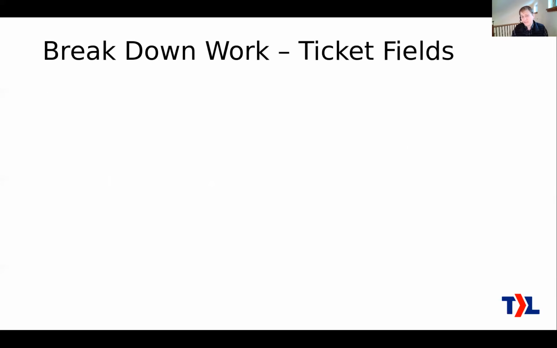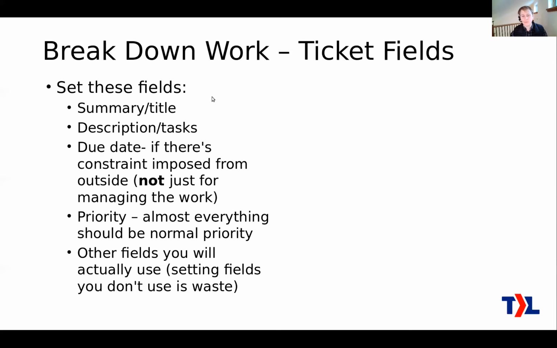So let's talk about the actual fields that you're going to use if you're making a ticket, because some people do a lot of work that's really not necessary. These are fields that you're going to set when you're breaking down that work. If you're putting it into your PSA, you're going to set the summary or title, obviously, and the description and tasks. Obviously, you need a clear scope, and that's where that's going to go. You can go ahead and use the due date if there's a constraint from outside. You're not going to set the due date just for the sake of managing the work. I've seen people do that. It's not very agile, but you do want a place to record the fact.